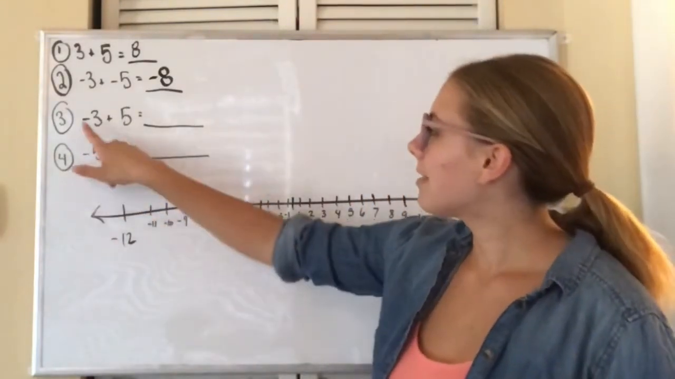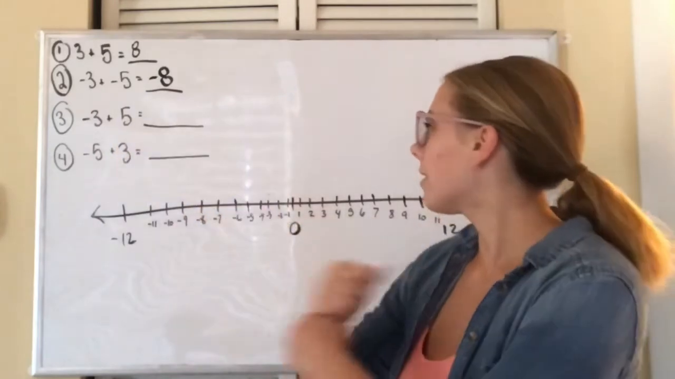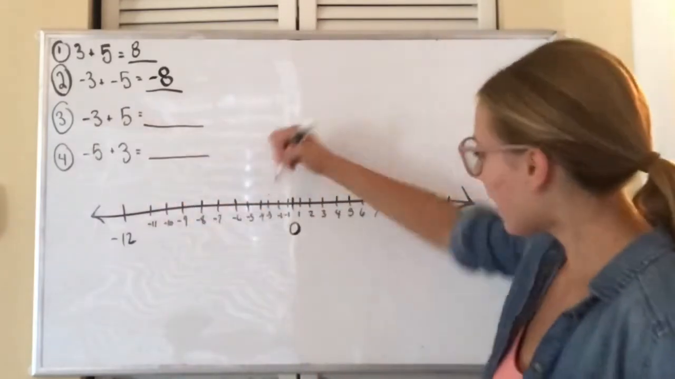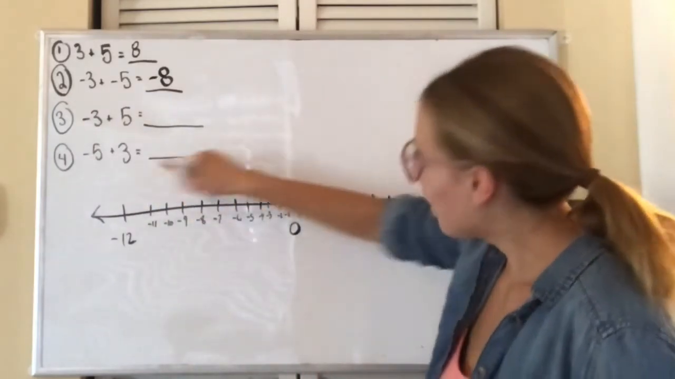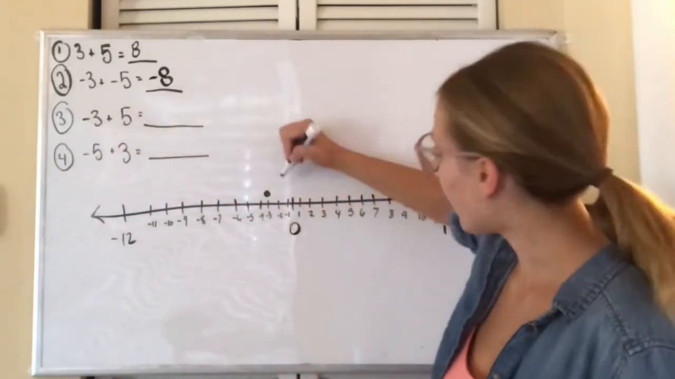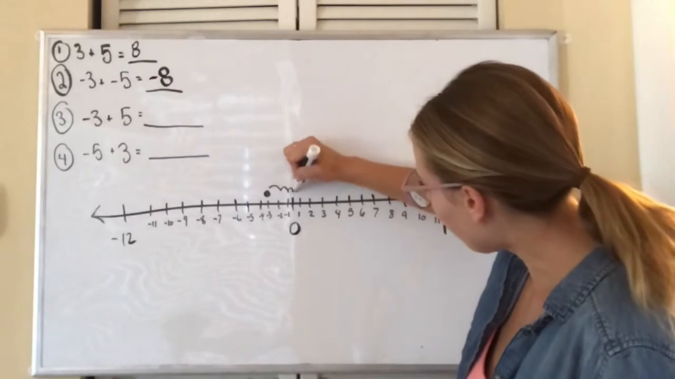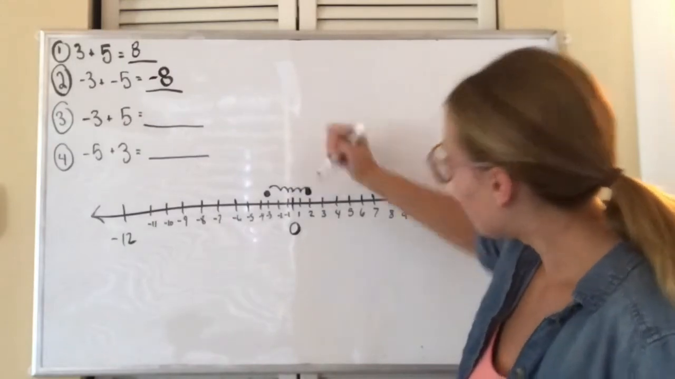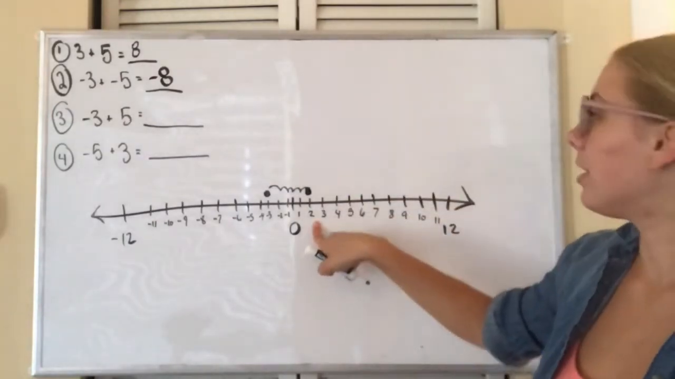Now I'm going to try with these numbers, negative 3 plus 5. I'm going to start at negative 3. If I'm adding 5, I'm going to jump 5 spaces to the right. 1, 2, 3, 4, 5. And that puts me at positive 2.